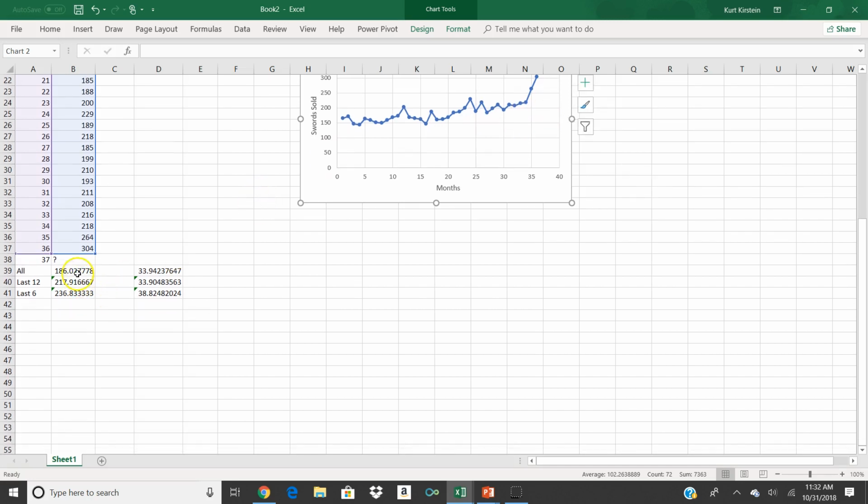Come down here and we look at the mean. I calculated the mean for all of the sales from the first month to the 36th month, and I come up with 186.02.